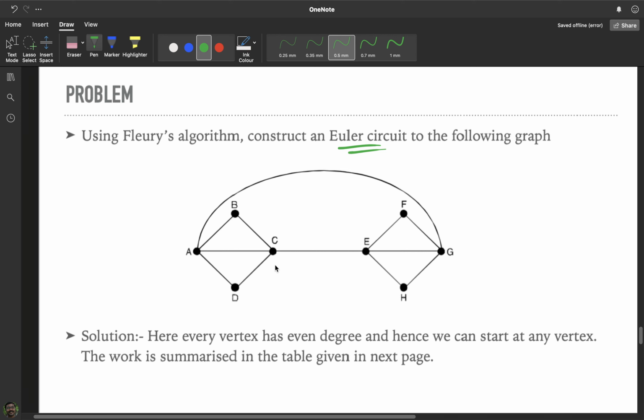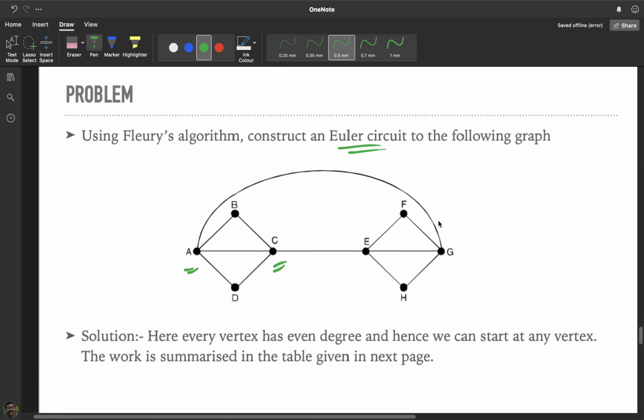So if you want to start from C, you can start from C. The only thing is that the next edges should be chosen in such a way that it is not a bridge. You can start from any vertex. If you want to start at A, you can start at A. From A you can choose any vertex you like, except that it should not be a bridge. So in that way we can start.